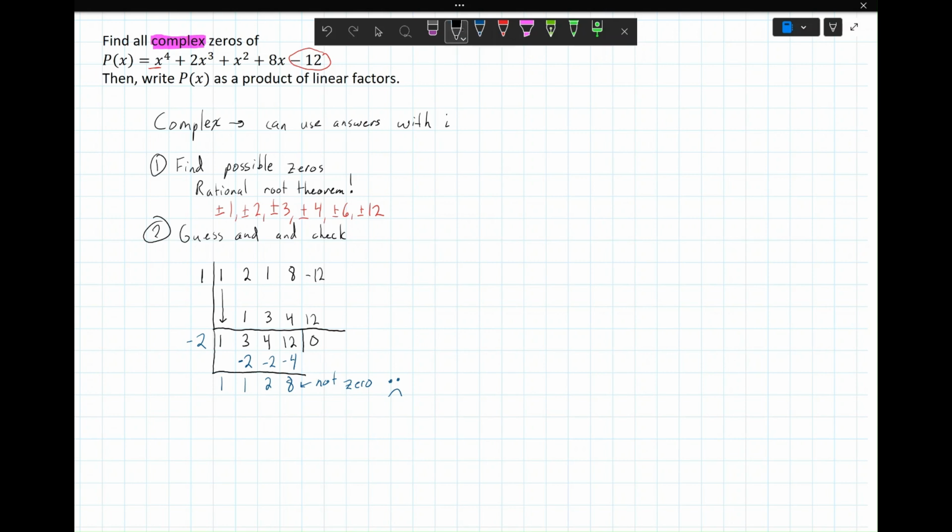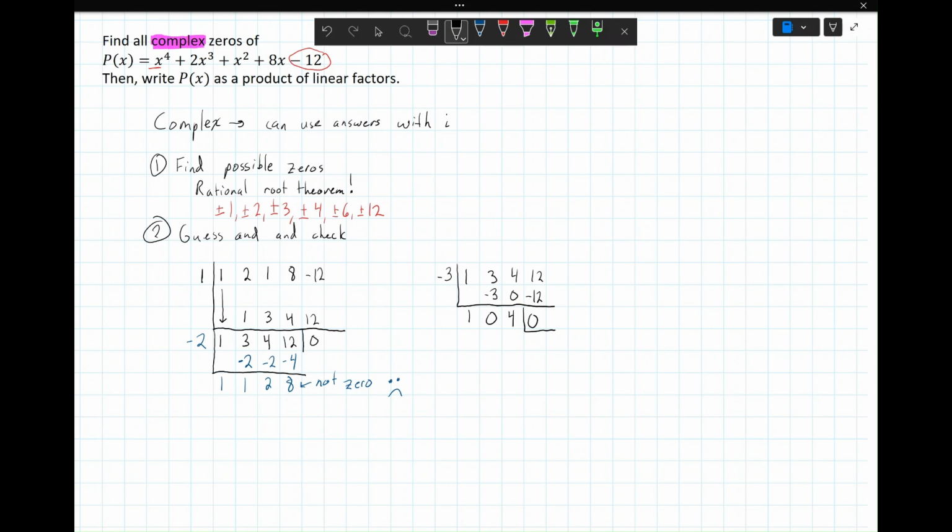But since these are all positive, that's a hint that your number's too high, that nothing higher than that is going to work. So let's try -3. So I'm going to copy down those coefficients again. 1, -3. 3 plus -3 is 0. 0 times -3 is 0. 4 plus 0 is 4. 4 times -3 is -12. 12 plus -12 is 0. Hooray!